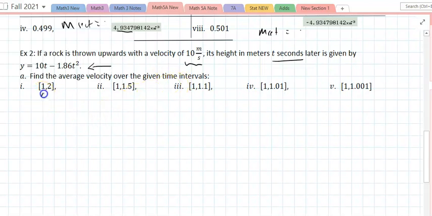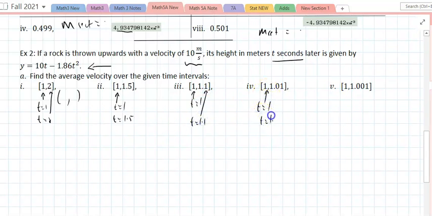Now be careful, this is actually the time interval from t equals 1 to t equals 2. This is not a point, this is an interval. This is from t equals 1 to t equals 1.5, from t equals 1 to t equals 1.1, from t equals 1 to t equals 1.01. So you'll notice they all go from t equals 1 to t equals something else. And if I put this on a number line, I notice they're going from 1.